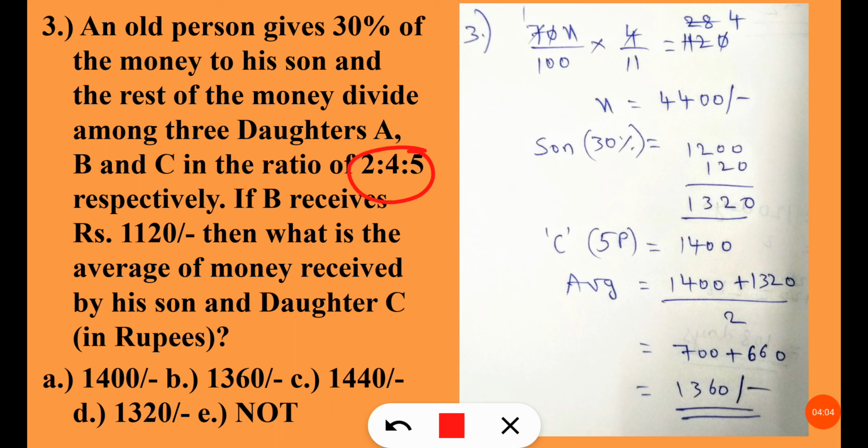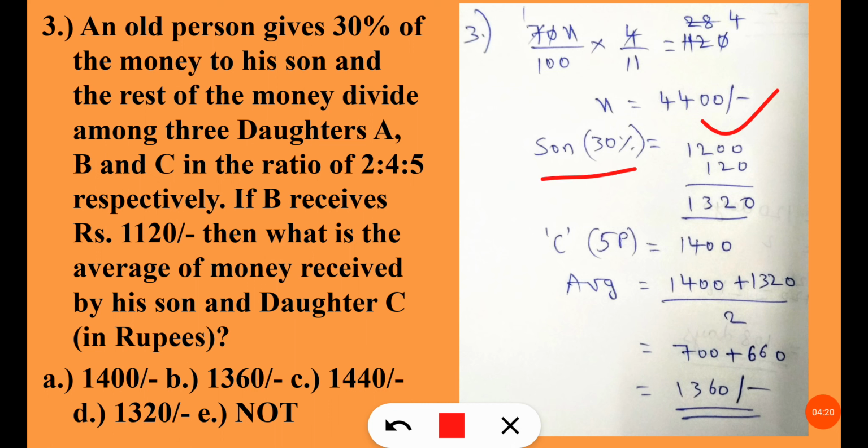Total number of parts are 2 plus 4 plus 5, 11 parts. So 70x by 100 into 4 by 11 equal to 1120. With this expression, we find the total money, X, as 4400. This is the 4400 money distributed among sons and daughters.